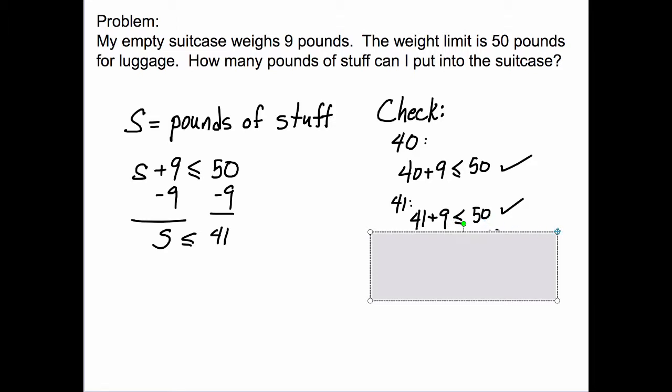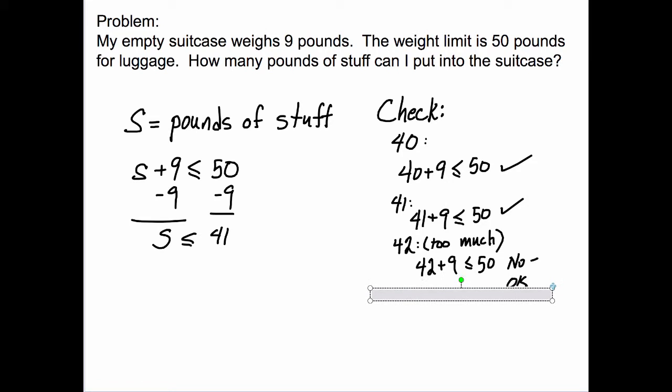Now let's check something that's more than 41 to make sure that that doesn't work. If we put 42, let's say, into this inequality, we have 42 plus 9, that's 51, less than or equal to 50. Nope, but that's okay because that's the result that we need.